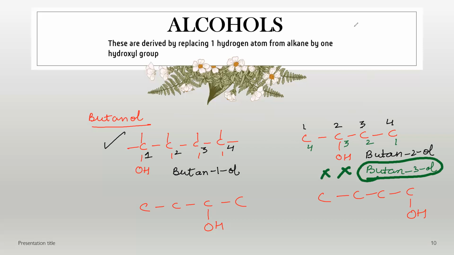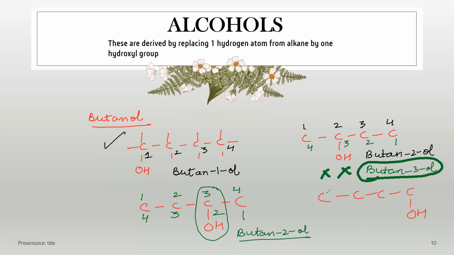Okay, now let us see the third one. So here, if I name it from left hand side, 1, 2, 3, 4. Here the substituent is getting the third number. Correct? Okay, let me name it from right hand side now. 1, 2, 3, 4. The substituent is getting the second number. So this is correct. Fine. So the name would be again butane 2-ol. So this is the correct way.